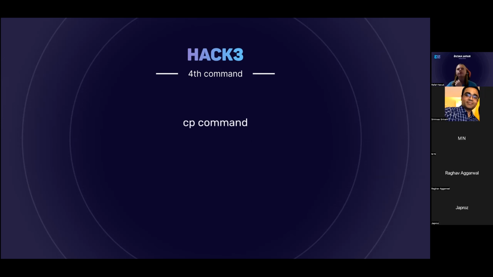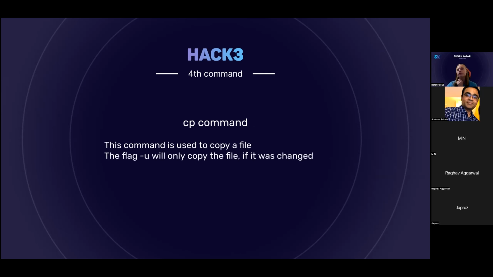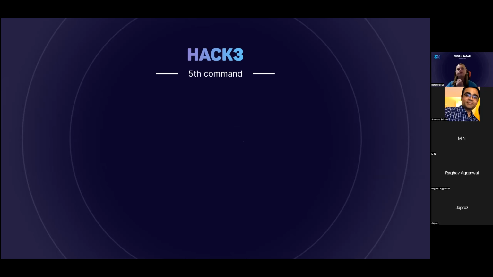Next up, we have the cp command. The command is used to copy a file. The flag -u will only copy the file if it was changed. If you have previous versions of the file already copied, this can be used as kind of a backup, you know. And the usage is cp, a source file, and then a directory to where the file should be copied to.